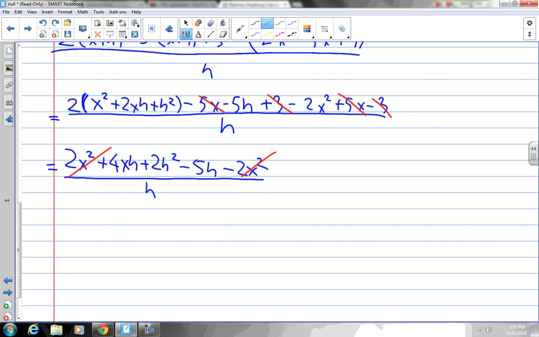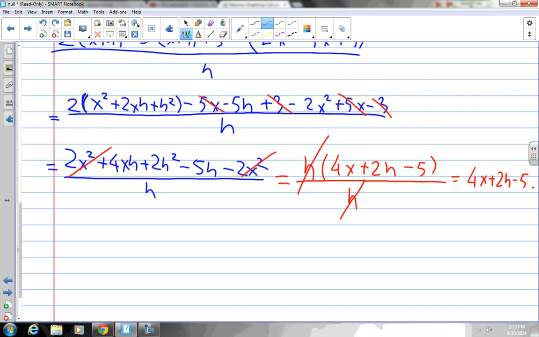But there is at least one h in every term in the numerator, right? Whatever's left has at least one h. So I can factor h out from the numerator and cancel it with the one in the denominator. You see that? So this is h times 4x plus 2h minus 5 all over h. So those two cancel. So 4x plus 2h minus 5. That's the answer. That is the value of the difference quotient for that specific function.